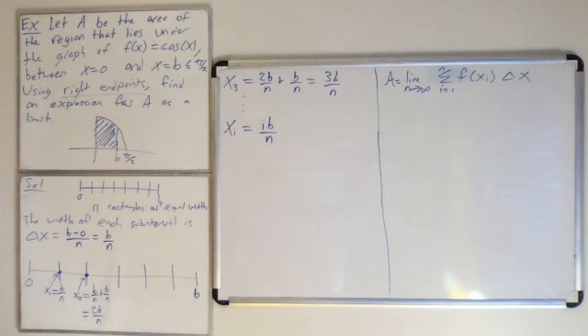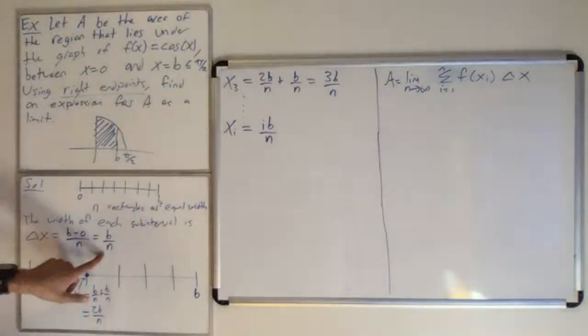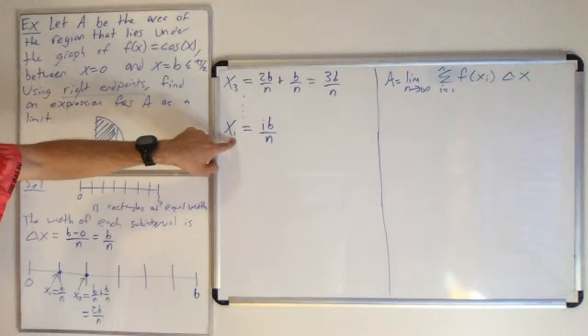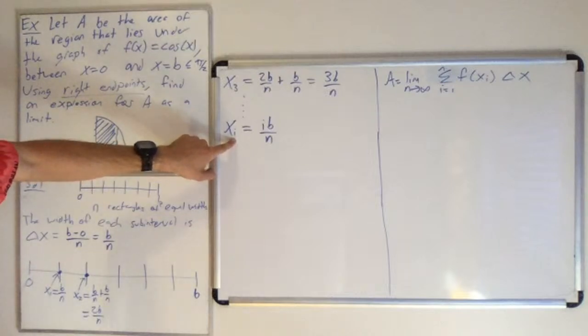Okay, so we're basically done, right? We know what delta x is. We found that. We found x sub i. The last thing we should write out, yeah, Jared.